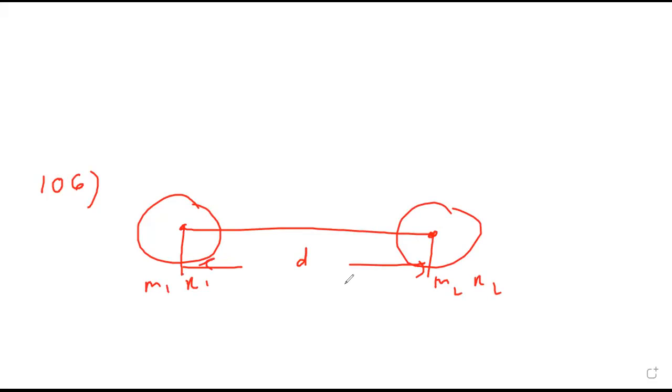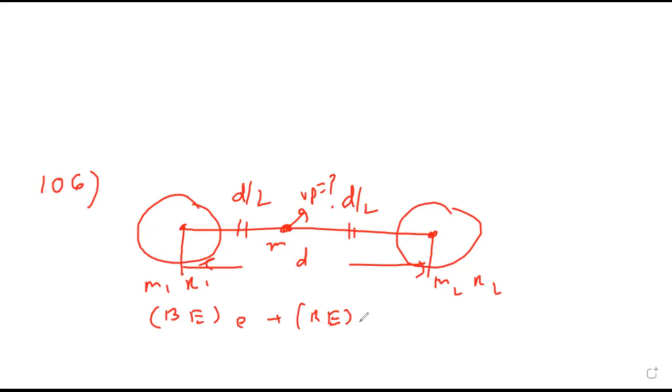The minimum speed with which a particle of mass small m must be projected from the midpoint, so the distance will be d by 2, must be projected with minimum velocity so that it escapes. Okay, now if it is escaping, then binding energy due to Earth plus binding energy due to Moon should become kinetic energy of escape.